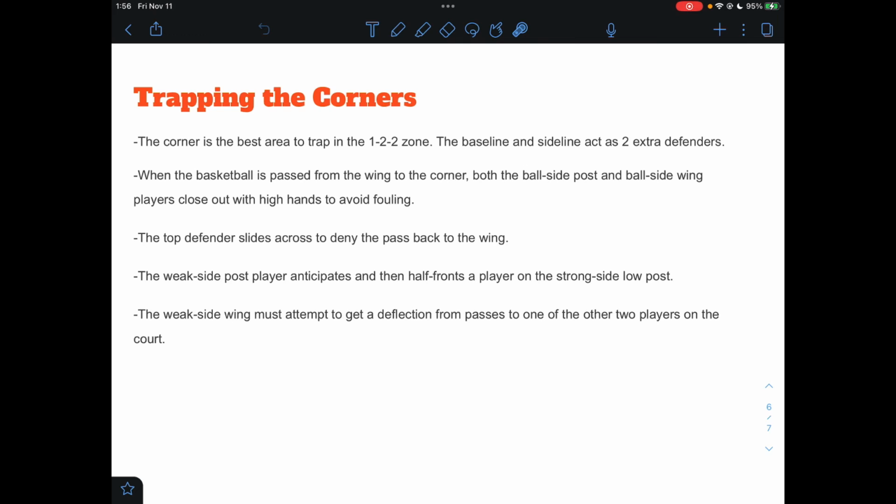sideline. When the basketball is passed from the wing to the corner, both the ball side post and the ball side wing players will close out with high hands, of course, to avoid fouling. The top defender will deny the pass back to the wing now, and the other 2 weak side players will basically be guarding the 3 other players, protecting against any passes. The post player should stay down low. The wing player should stay somewhere near the high post to read the eyes of the passer and read the body language and movement of the other 3 players.